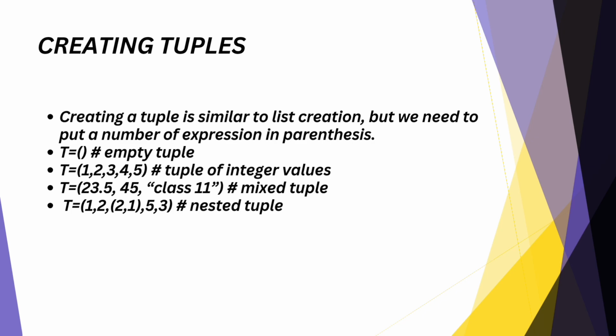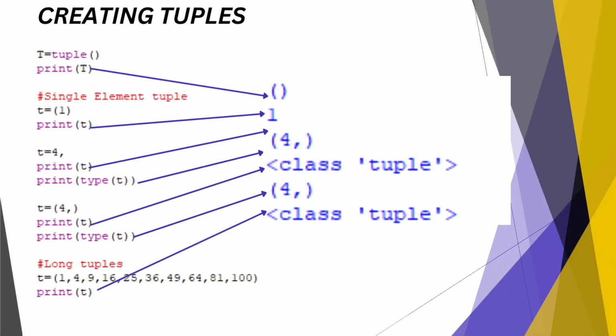Next is how to create a tuple. Creating a tuple is similar to list creation, but we need to put a number of expressions in parentheses, that is, round brackets. In the last slide we have seen the empty tuple, a tuple of integer values, and a mixed tuple containing string, float and integer values. A tuple inside another tuple is called a nested tuple. So here 2, 1 is enclosed in another tuple.